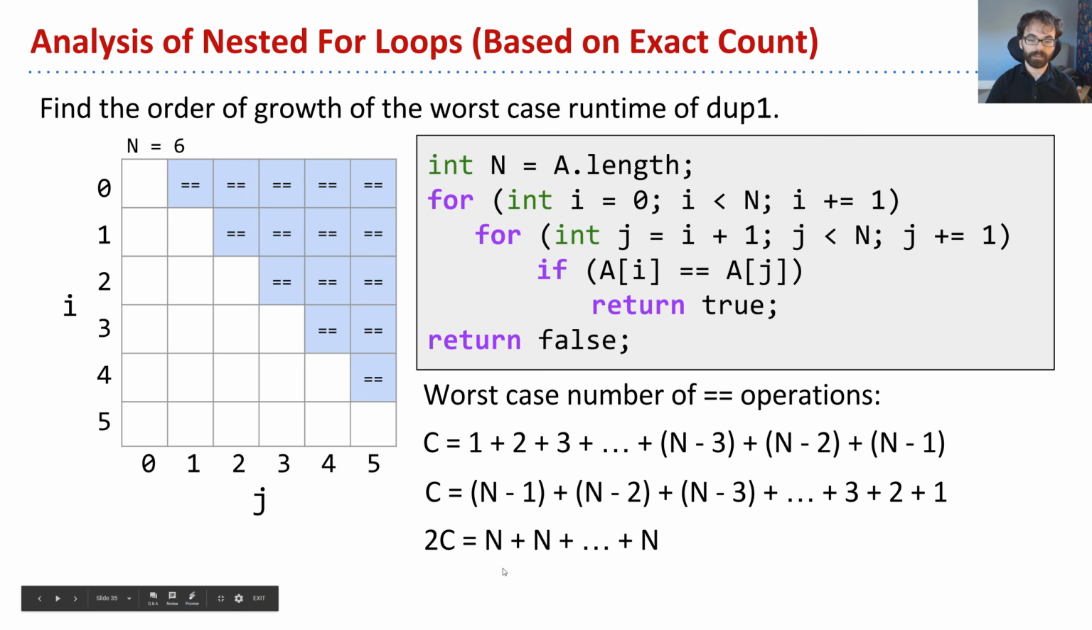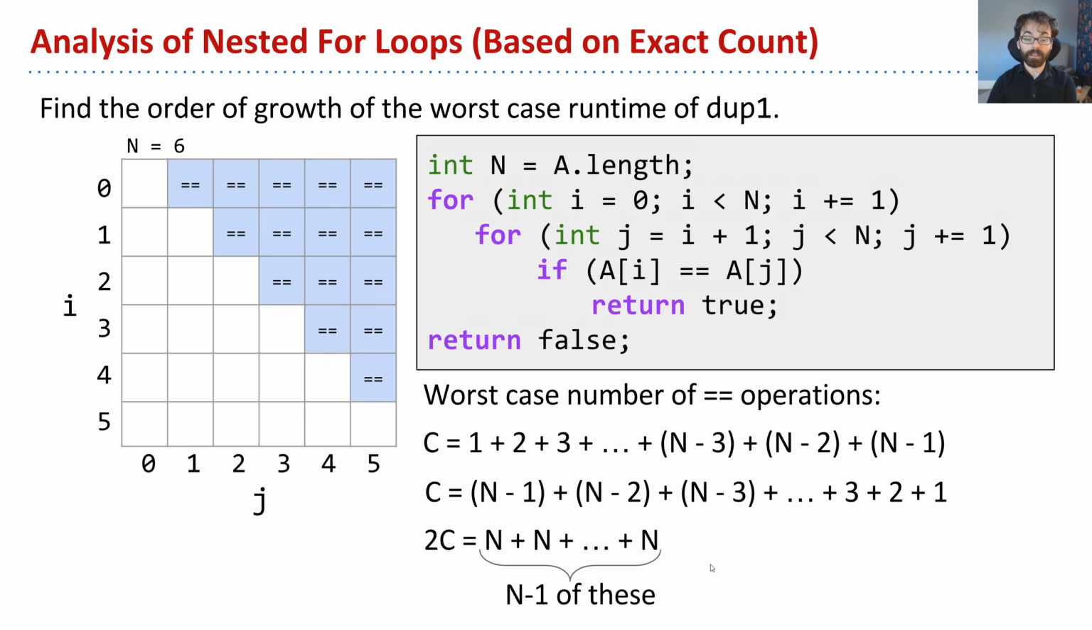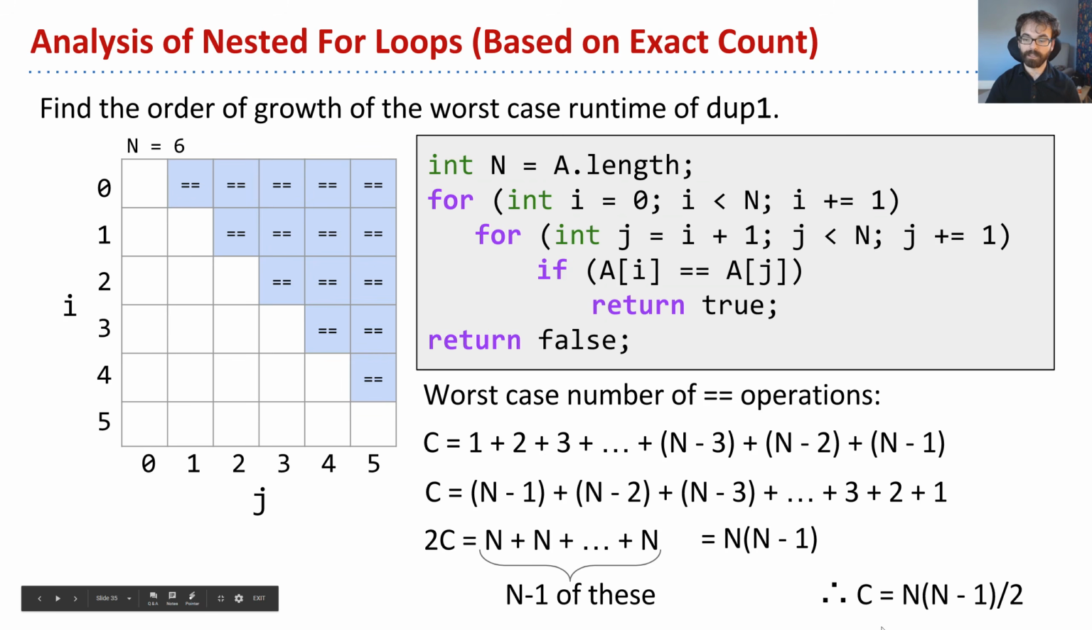And so we end up with an expression which is n plus dot dot dot plus n. Now, if we count the number of these n terms, they're of course n minus 1: 1, 2, 3, up to n minus 1. Given that there are n minus 1 of these n's, we can solve for c by saying 2c is going to be n times n minus 1, because there's n minus 1 n's. At that point, we just divide the right-hand side by 2, and we end up with c is equal to n times n minus 1 over 2.